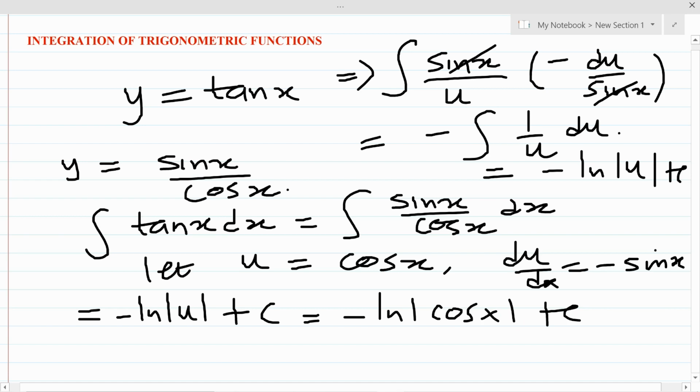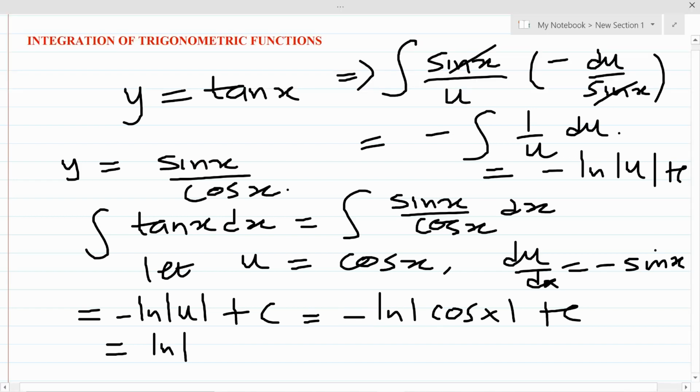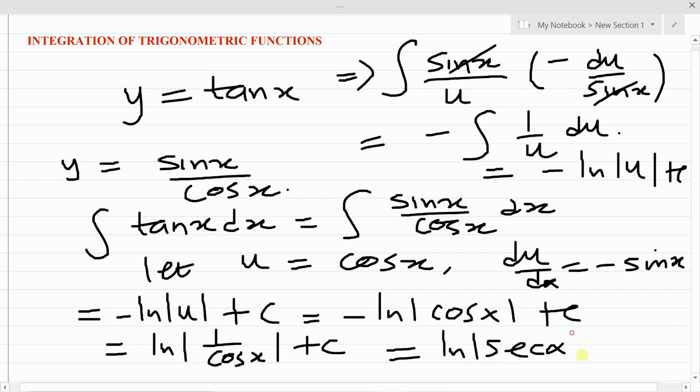That's the integral of tan. But if you want to continue from the logarithm, this will be the same as ln of cos x all to the power negative 1. This negative 1 can come in front and become cos x all to the power negative 1, which is 1 over cos x, plus c. And this is equal to ln of sec of x plus c. So that is the integral of tan of x, and we'll continue to the other integrals.